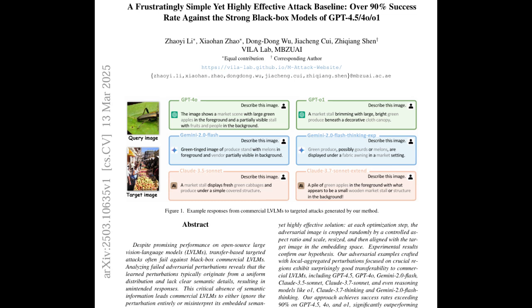And our insights today are coming from a research paper titled A Frustratingly Simple Yet Highly Effective Attack Baseline, Over 90% Success Rate Against the Strong Black Box Models of GPT 4.5, 4o and o1. So basically what we want to do today is to really understand how this new attack works, what makes it so effective, and what it reveals about the potential vulnerabilities in these cutting-edge AI systems.